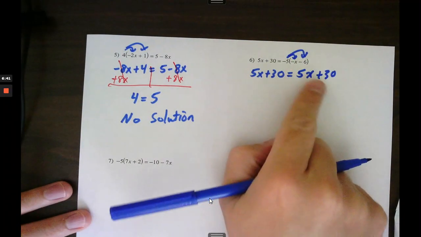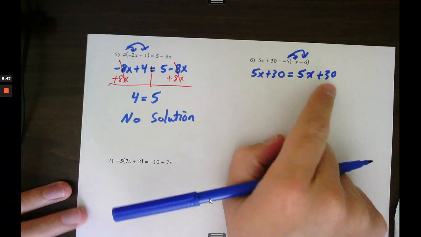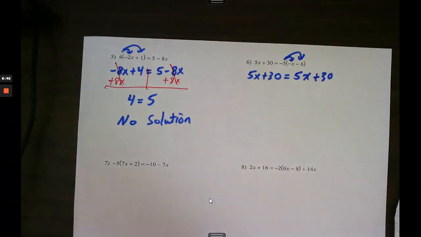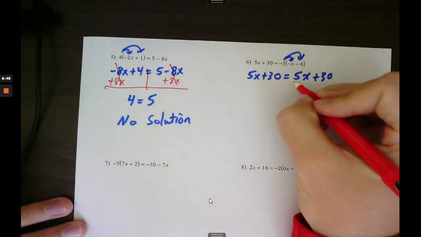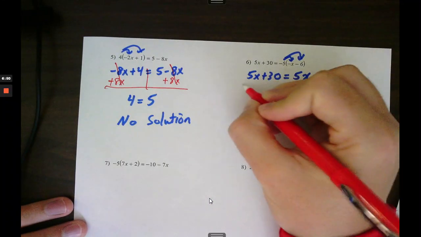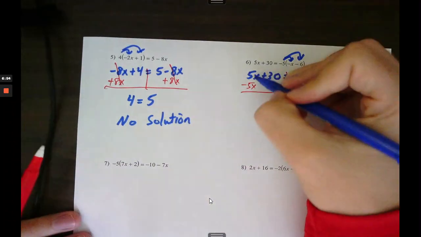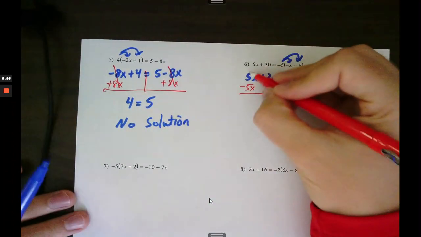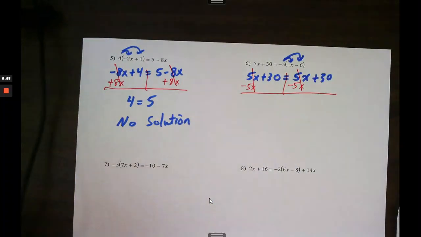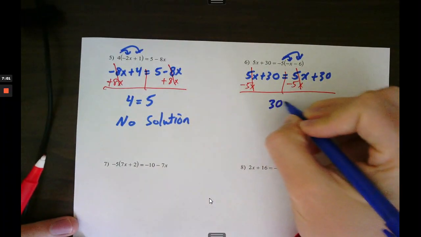You should notice something kind of special here. These two things are identical. I want you to watch what that means, watch what happens. If I go ahead and work this out, I'm going to get my x's on the same side. Minus 5x, minus 5x. That cancels, also cancels, leaving me with 30 equals 30.